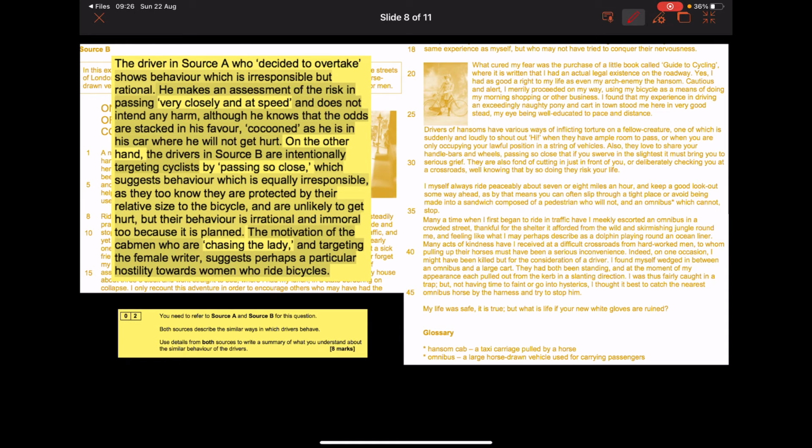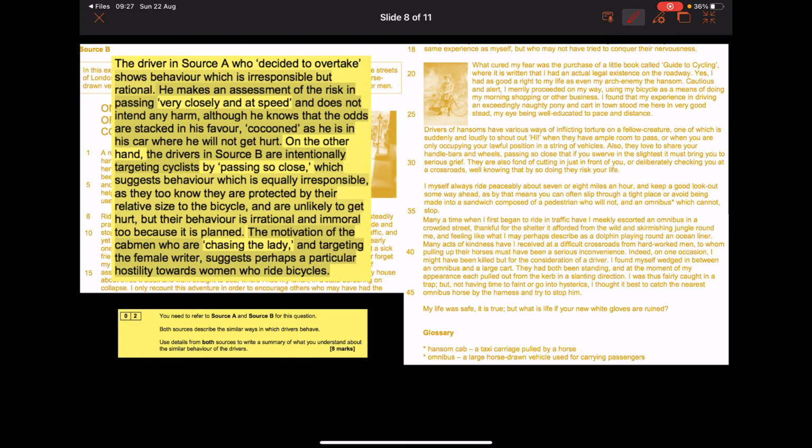On the other hand, the drivers in source B are intentionally targeting cyclists by passing so close, which suggests behaviour which is equally irresponsible, as they too know they are protected by their relative size to the bicycle and are unlikely to get hurt. But their behaviour is irrational and immoral too, because it is planned. The motivation of the cabmen who are chasing the lady and targeting the female rider suggests perhaps a particular hostility toward women who ride bicycles.